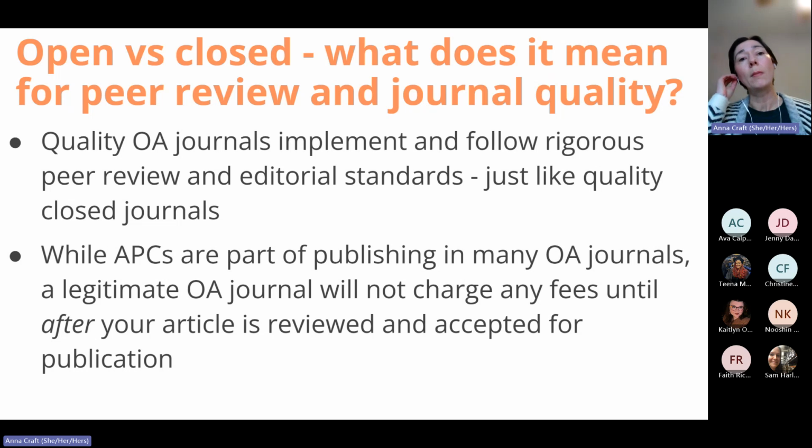When we think about journal quality, which we're going to be talking more about, quality open access journals can implement and follow the same kind of rigorous peer review and editorial standards that closed journals do. There doesn't need to be any difference in those standards between open and closed journals. It's really the funding model that's different, not the other publication standards.